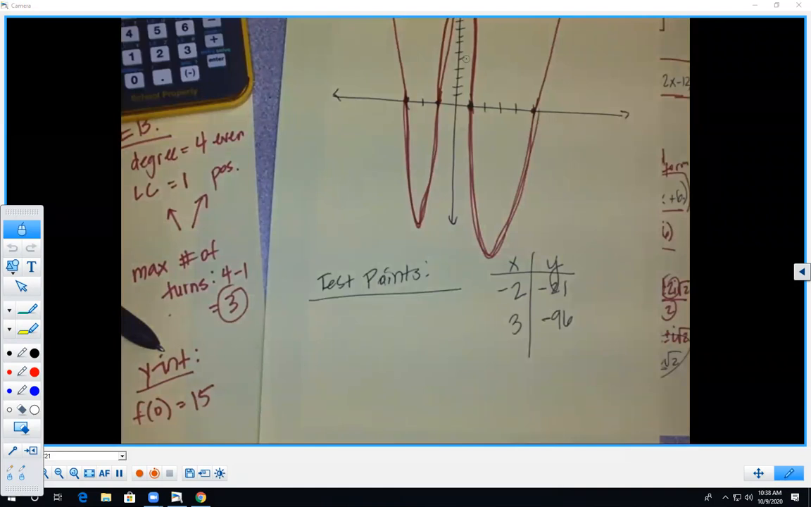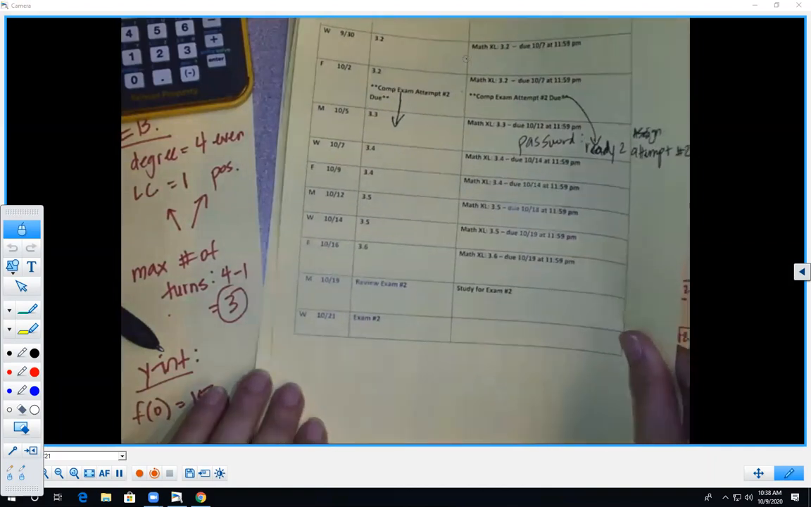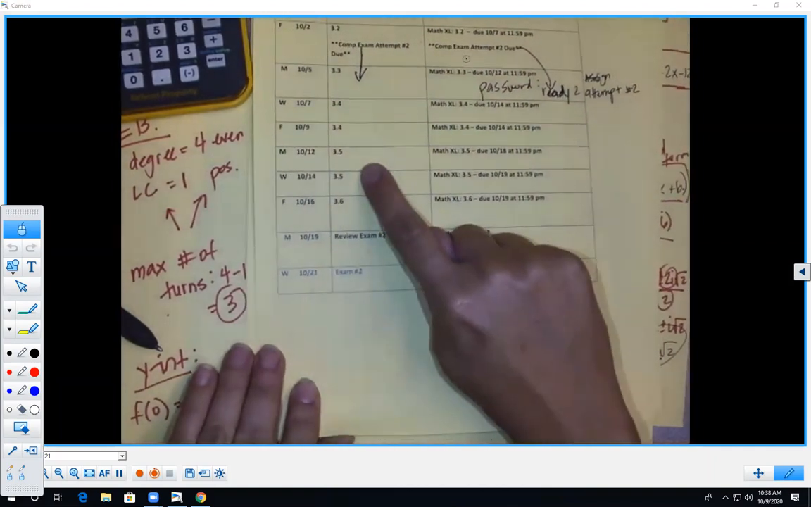The next thing we are doing is rational functions, which are also super fun. They have a lot of things to memorize though. So it would be in your best interest to make sure you got all this down at this point, okay? So 3.5 is rational functions.